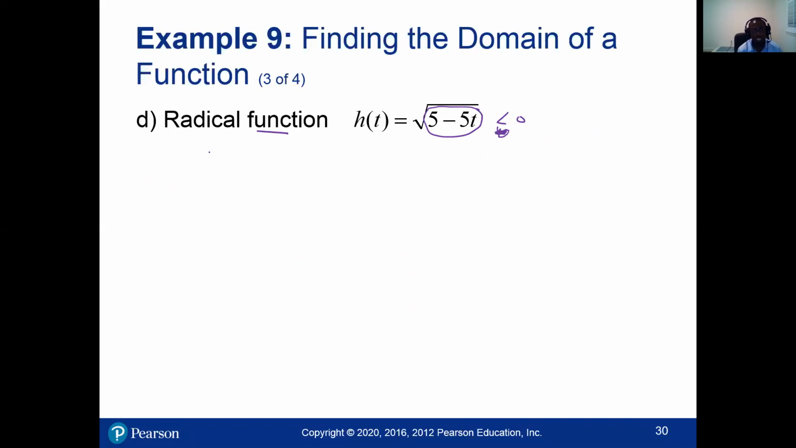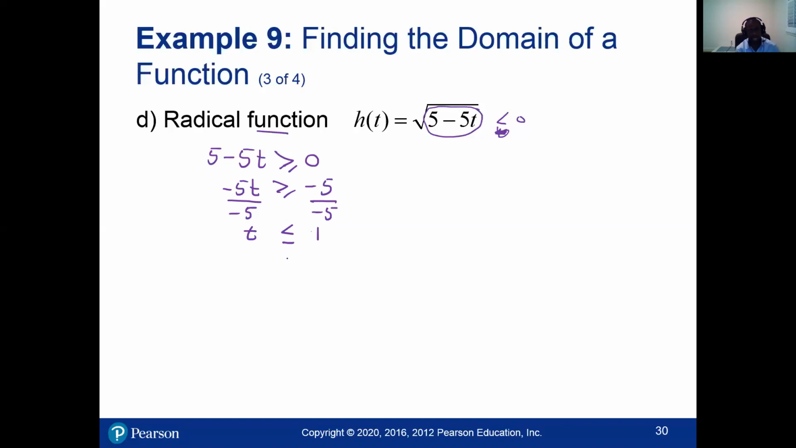So what you do is pick that portion, 5 minus 5t, and solve the inequality when it is greater than or equal to 0. So when you subtract 5 from each side, you have minus 5t greater than or equal to minus 5. And then we divide both sides by negative 5. But when you divide or multiply an inequality by a negative, you switch the sign. So this becomes t less than or equal to 1.